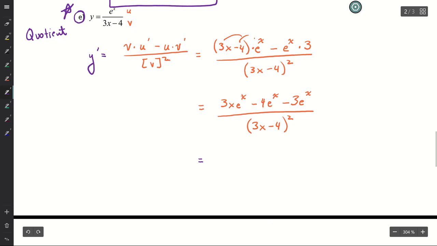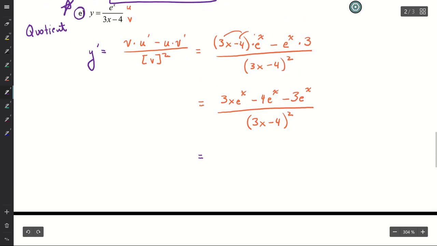So in the top, we notice we have a 3 and a 4 and a 3. That didn't share anything, but they all have an e to the x in common. So we're going to pull out the e to the x term, and then that's going to leave us with a 3x, and then a minus 4, and a minus 3, and then all of that is still over 3x minus 4 squared. And then I'm going to combine the negative 4 and the negative 3.